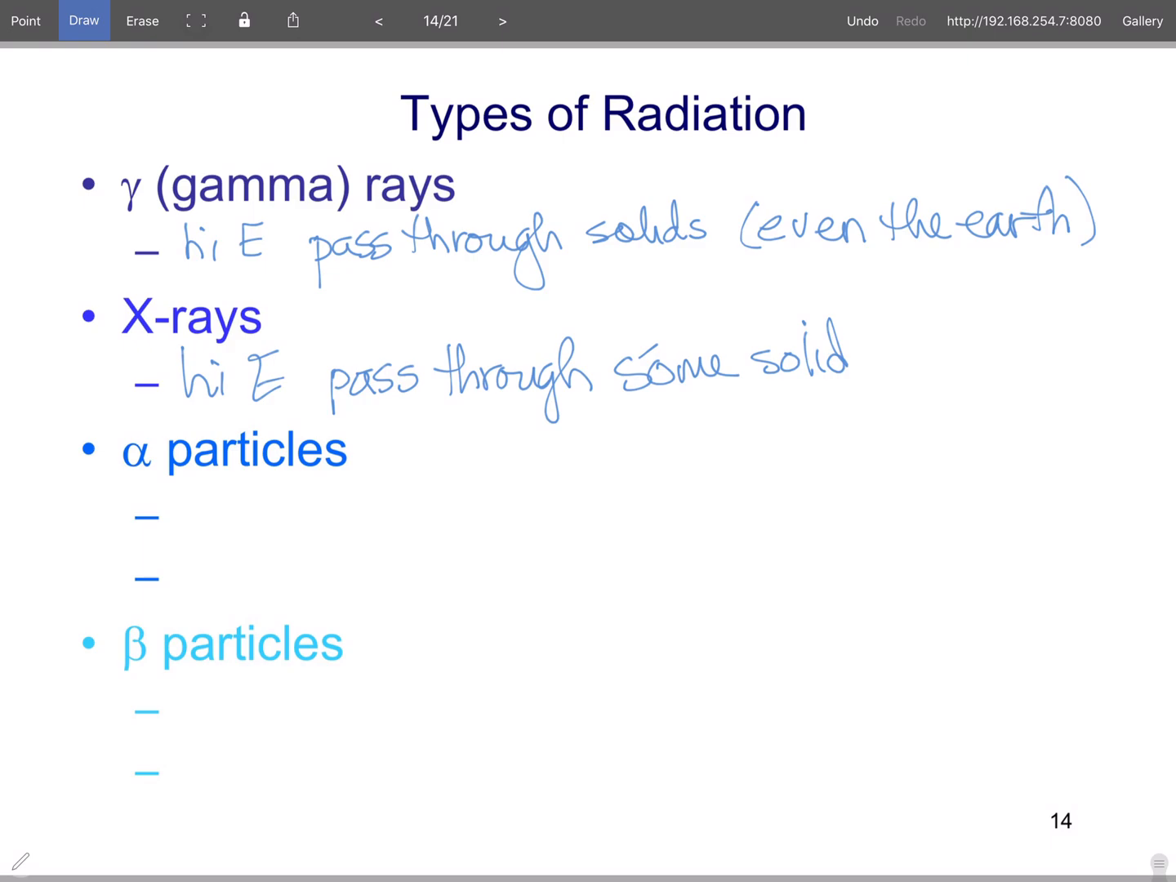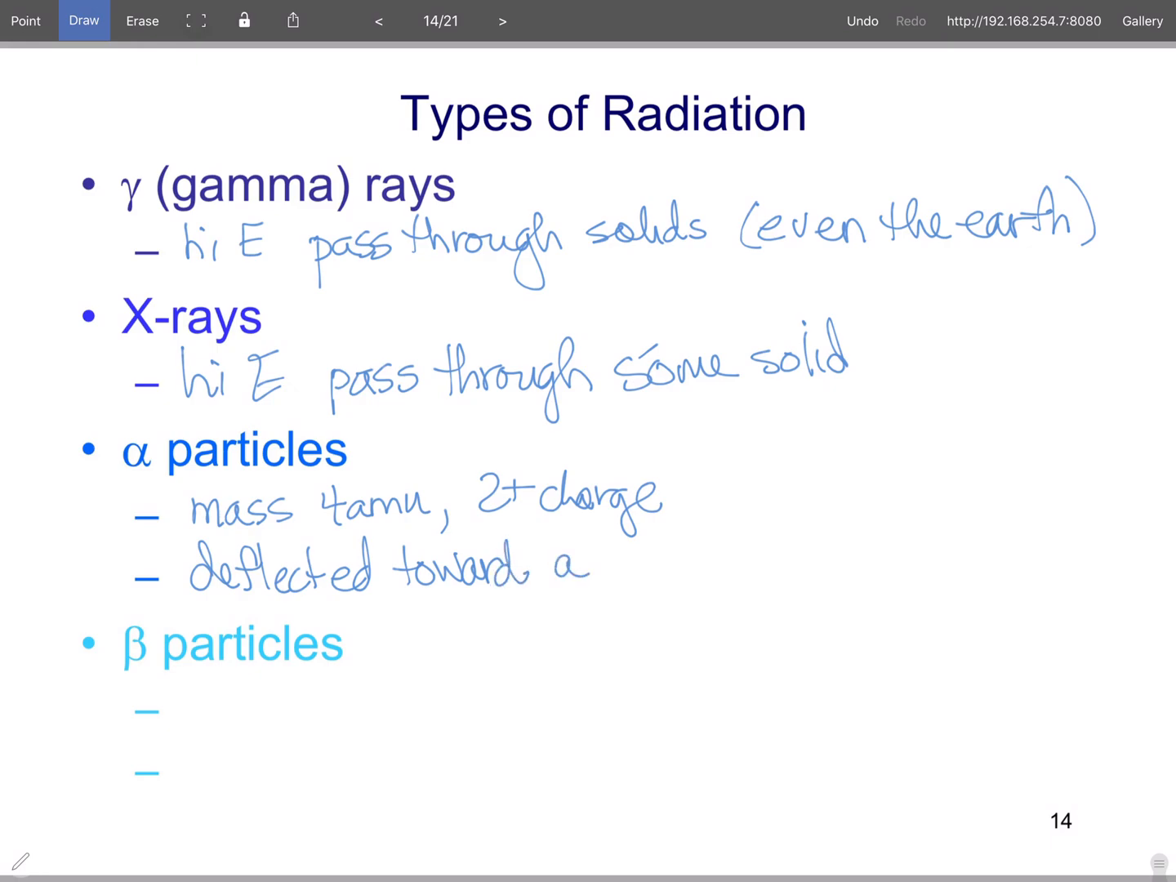Okay, alpha particles have a mass of 4 AMUs and a 2+ charge. They are deflected toward a negative pole, because they are positive. These end up being helium nuclei. We'll get to nuclei in just a few, but that's the other name for alpha particles. They are positive, so they go towards the negative.